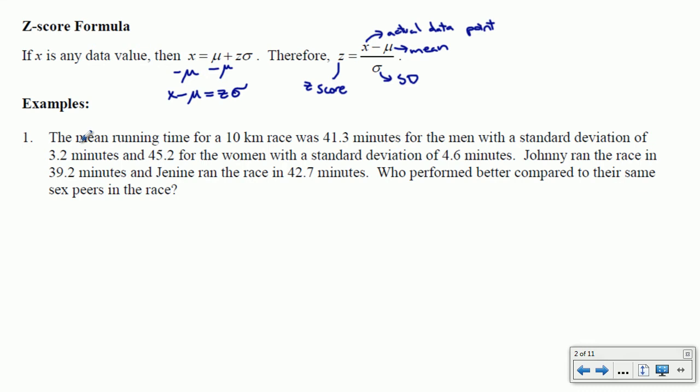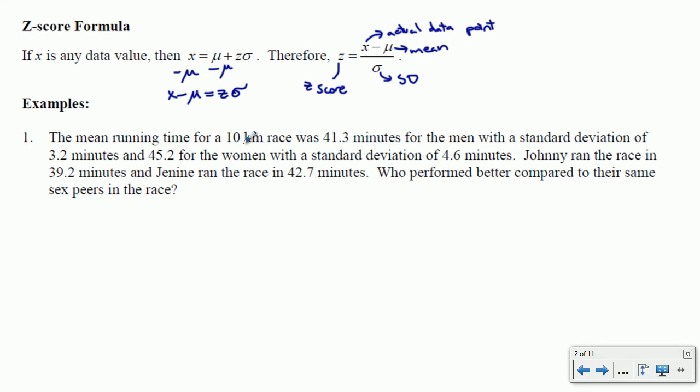So in this example, the mean running time for a 10K race was 41.3 minutes for the men, with a standard deviation of 3.2 minutes. And the mean running time was 45.2 minutes for the women, with a standard deviation of 4.6 minutes. Johnny ran the race in 39.2 minutes, and Janine ran the race in 42.7 minutes. We need to determine who performed better compared to their same-sex peers in the race.